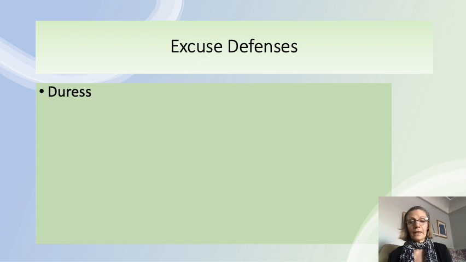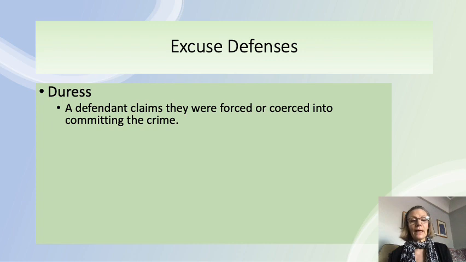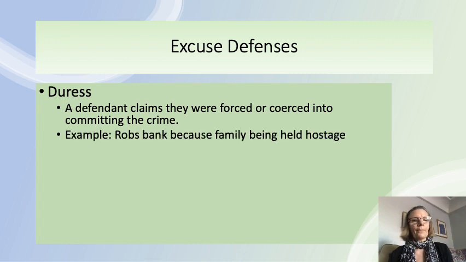So one excuse defense that your textbook talks about is duress. And duress is basically that a defendant claims that they were forced or coerced into committing a crime. So for example, let's say that a person robs the bank, but the reason that they robbed the bank is that kidnappers kidnapped their family, and they were holding them at gunpoint. And they said, look, you either rob this bank or we're going to shoot your family dead.